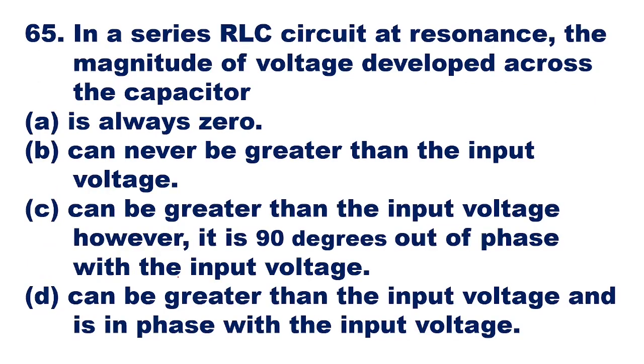Question number 65. In a series RLC circuit at resonance, the magnitude of voltage developed across the capacitor is always zero, or can never be greater than the input voltage, can be greater than the input voltage however it is 90-degree out of phase with the input voltage, or can be greater than the input voltage and it is in phase with the input voltage. So here, 90-degree out of phase with the input voltage and it can be greater than the input voltage. That is option C is the right answer because we are speaking about voltage across the capacitor at resonance.